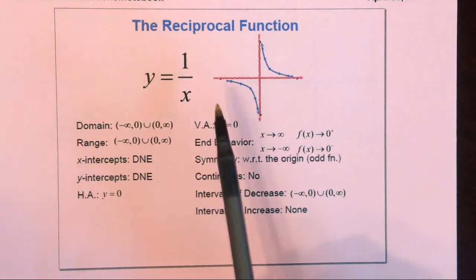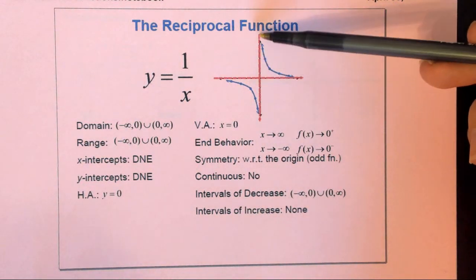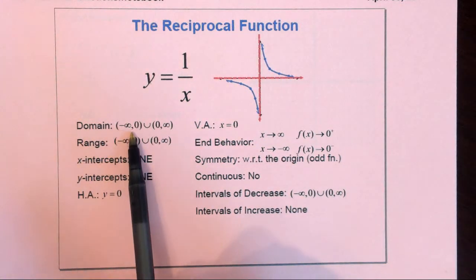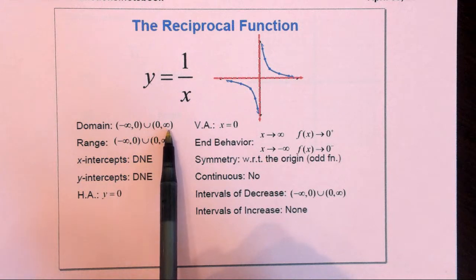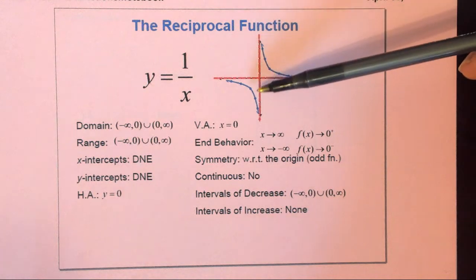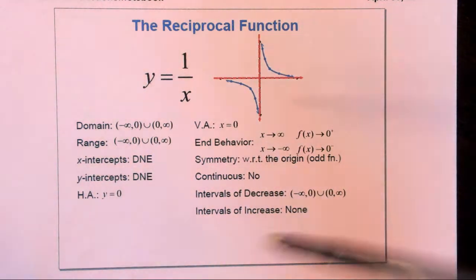The domain for this is all real numbers except right here. And x can never, ever equal 0. So the way we write this is from negative infinity to 0 or 0 to infinity. Our range is every y value above 0 and every y value below 0. So it's the exact same as the domain.